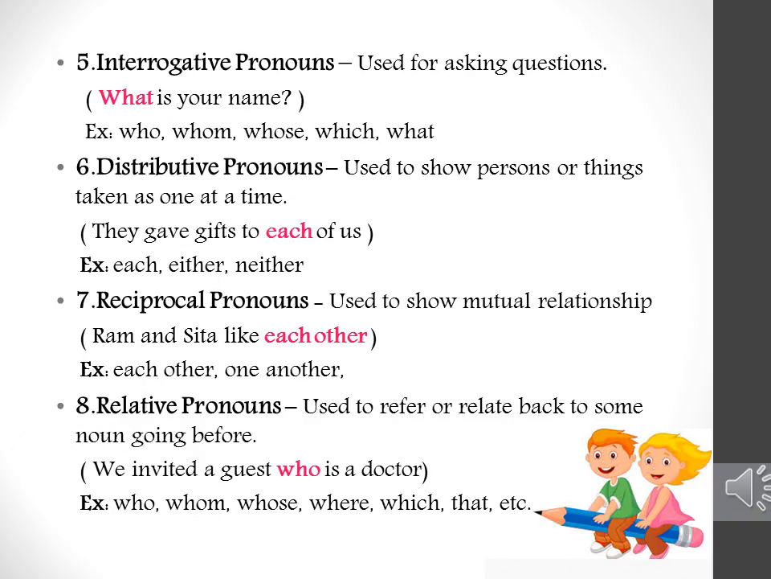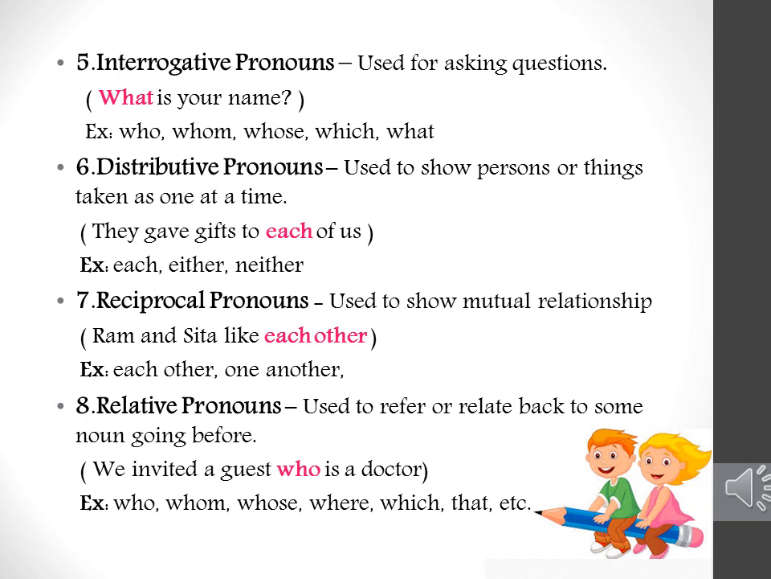Fifth one is interrogative pronouns, which are used for asking questions, like what is your name? And the other examples are who, whom, whose, which, what. And the sixth type is distributive pronouns, which are used to show persons or things taken as one at a time. Like in the example, they gave gifts to each of us.